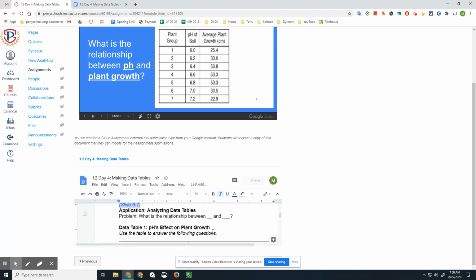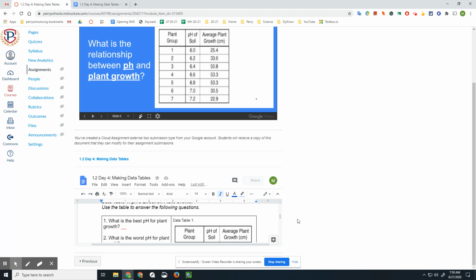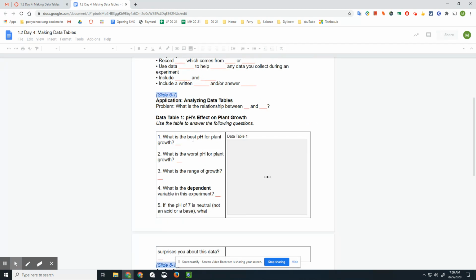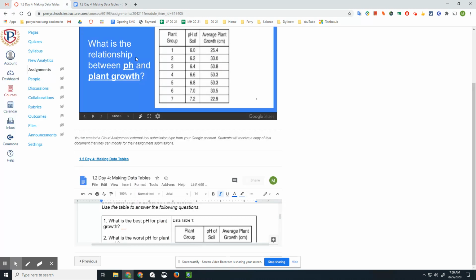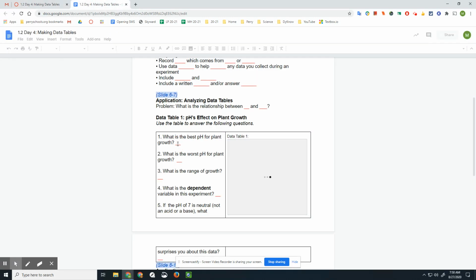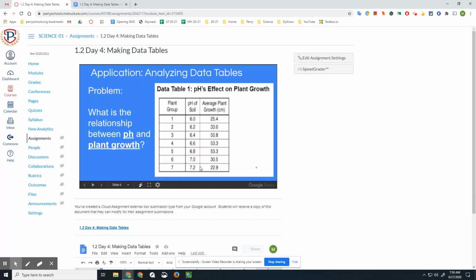All right, so we are going to fill in the blanks here, pH and plant growth. Next, you're going to answer these questions based off of the data table. I'm going to click on here to open up in a bigger window so I can see the whole thing really easily. What is the best pH for plant growth? Look at the table on the slide, and you'll see that the highest part is in the middle here, so it's going to be these two values: 6.6 and 6.8. What is the worst pH for plant growth? You see what's the shortest, with 22. At 7.2, the growth is only 22.9 centimeters.